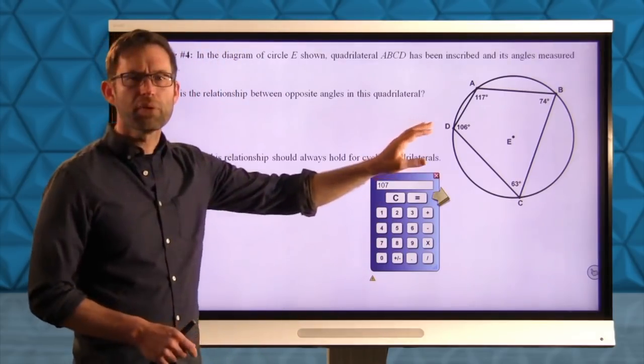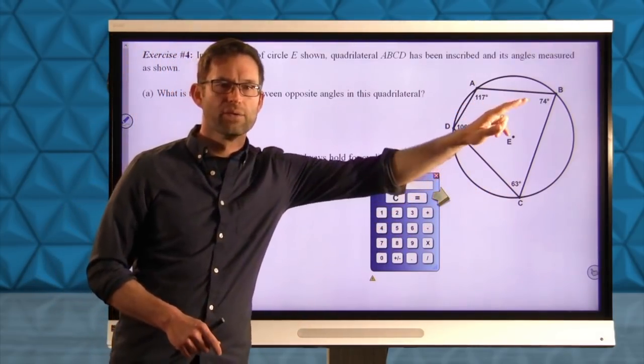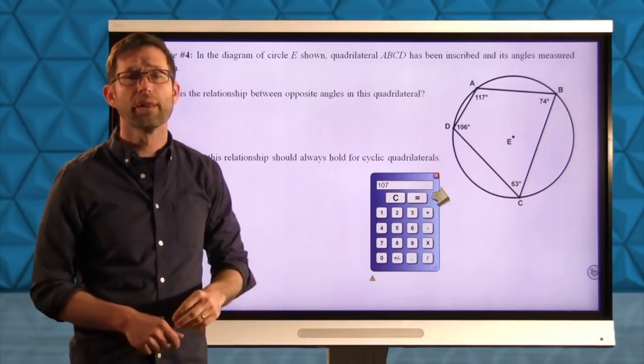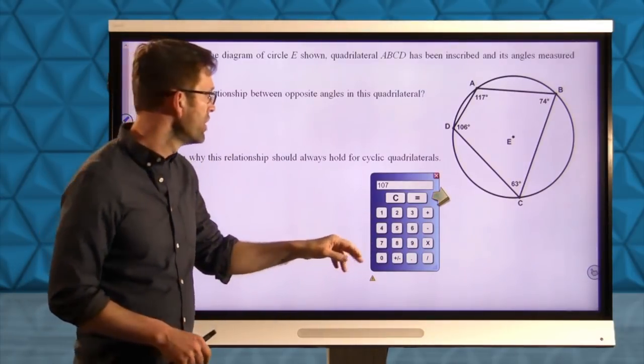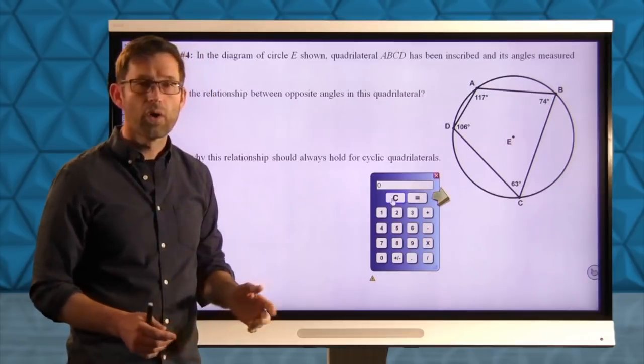I'd like you to play around with the values of the opposite angles of this quadrilateral and see if there's some kind of relationship with them. This calculator should be a bit of a clue. Go ahead.